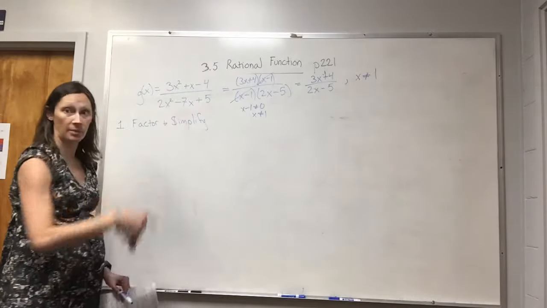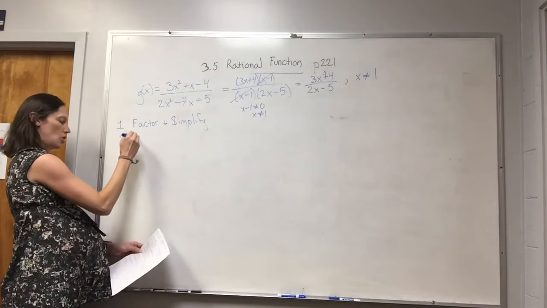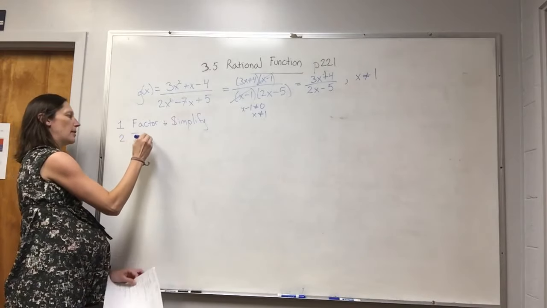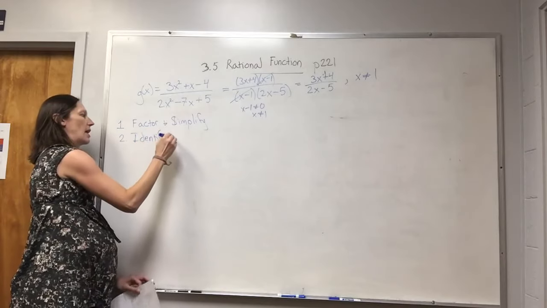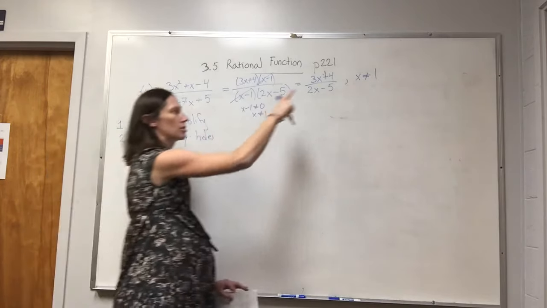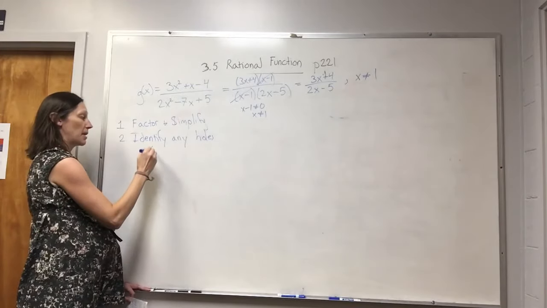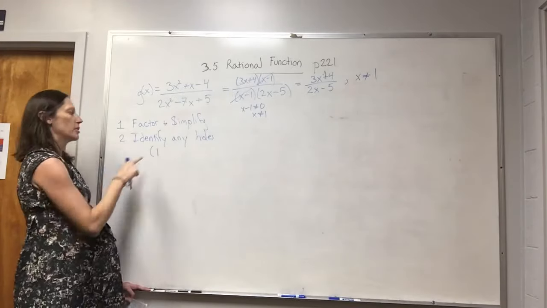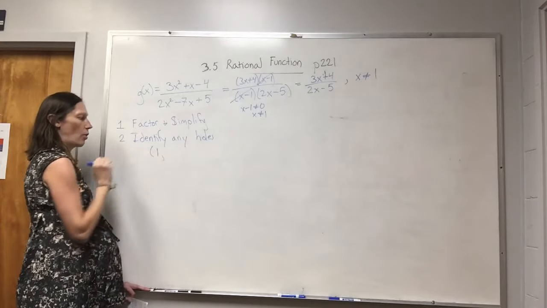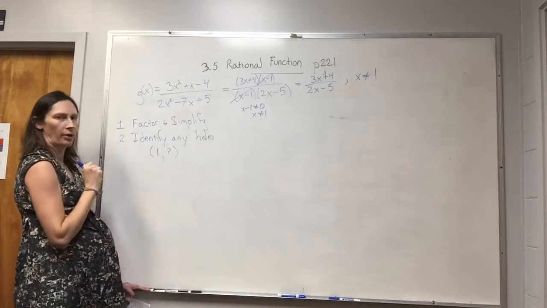But I'll leave the steps up here so that we catalog everything we need to do for future problems. Step 2, identify any holes. Okay, already mentioned. I had to skip over x equals 1. I'm skipping it. X can't be 1. So 1 is the x value of a hole. And then I need to fill in the y value. So I'm just going to put a question mark in there for now.